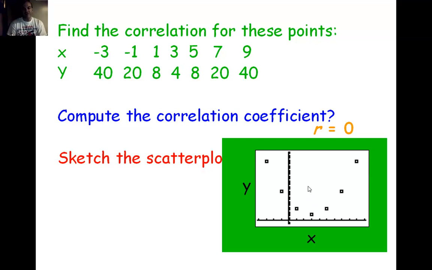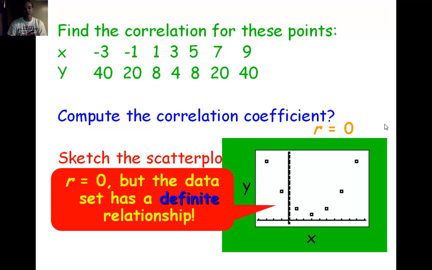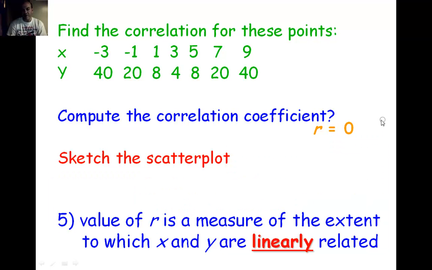And so we look at the scatter plot, and we see there is actually a relationship here. That looks to be a curvilinear relationship there. And so there is a definite relationship. It's just not linear. So this value doesn't tell us anything about whether or not there's a relationship by itself. This is the importance of the scatter plot. So this example shows the value of R as a measure of the extent to which X and Y are linearly related, not curvilinear.